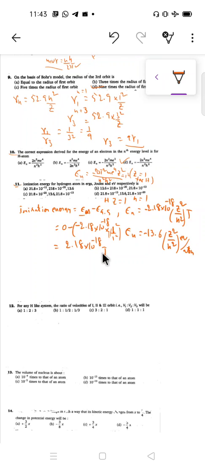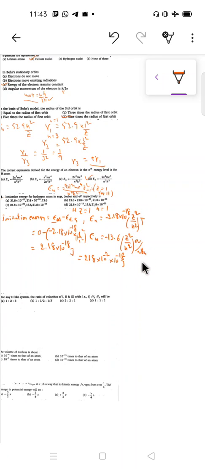Okay, this may be written another way also, according to units. You may write 2.18 into 10 to the power of minus 2 into 10 to the power of minus 18 joules. And then on consolidation you may get the value as 2.18 into 10 to the power of minus 18 joules. Let us convert it into ergs.